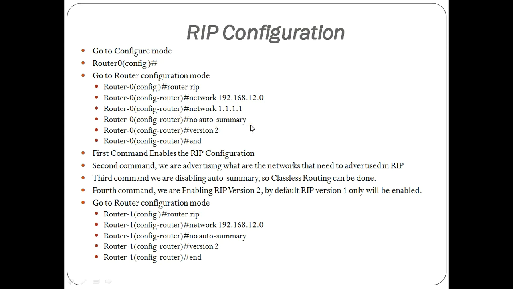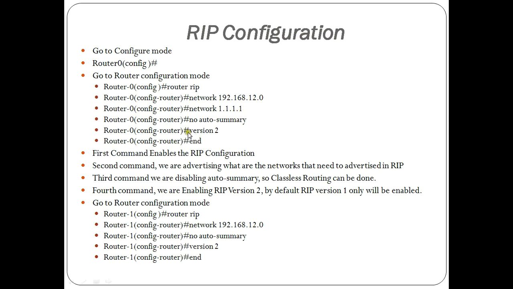This means we are enabling manual summarization, or disabling auto summary, so that the default subnet mask of a particular class will be disabled and the concerned subnet mask of the network will be enabled. In the sense, if you want to enable 10.1.1.1/24, if you haven't entered no auto summary, it will be considered as 10.0.0.0/8. And when you give no auto summary, it will be considered as 10.1.1.1/24. So that's the use of no auto summary.